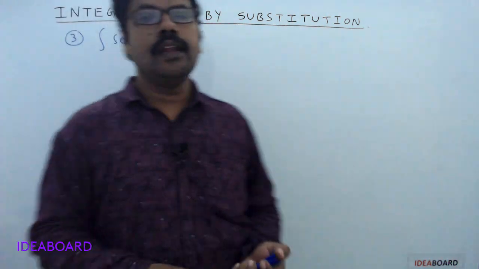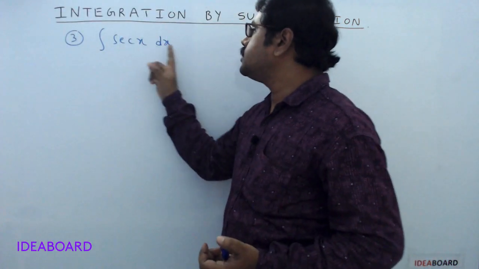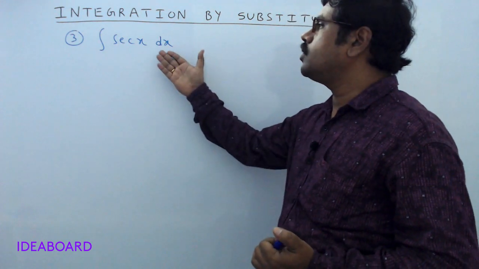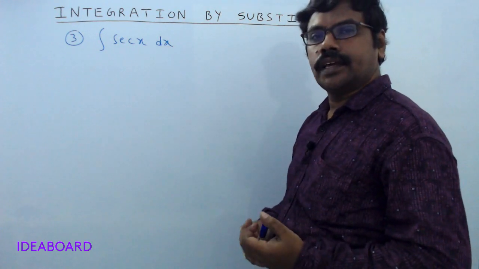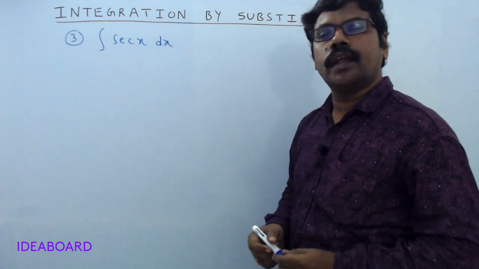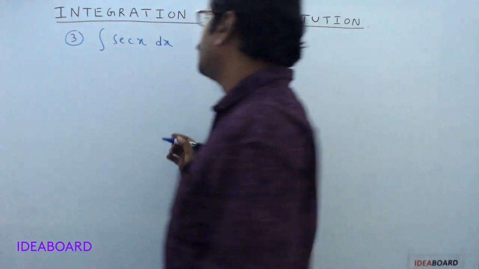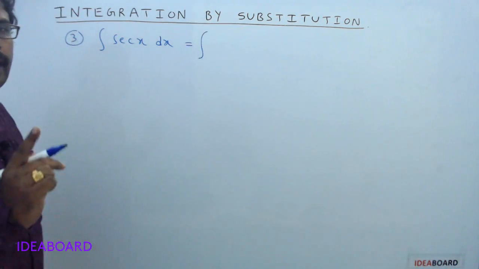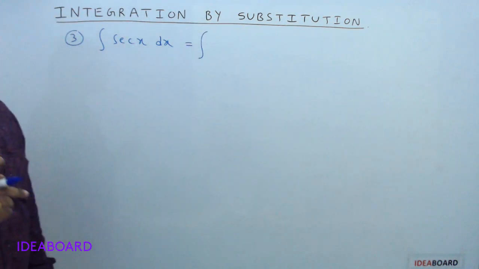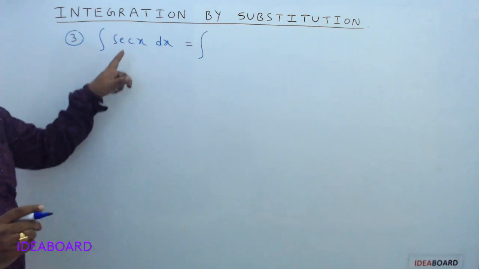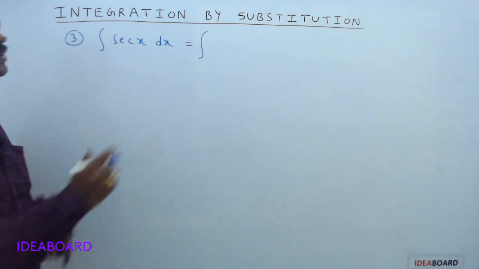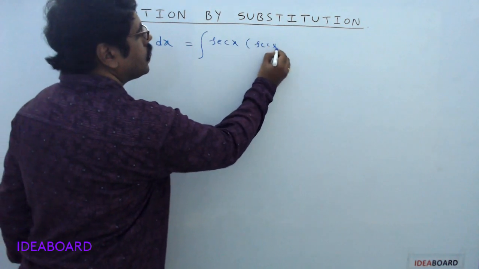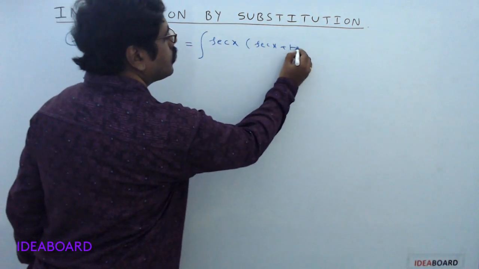Now come to the next one. Integral secant x dx. Here I am going to find this integral secant x dx by the manipulation method. Now see that one. This equals integral, multiplying and dividing this integrand secant x with secant x plus tan x. So multiplying and dividing with secant x plus tan x.